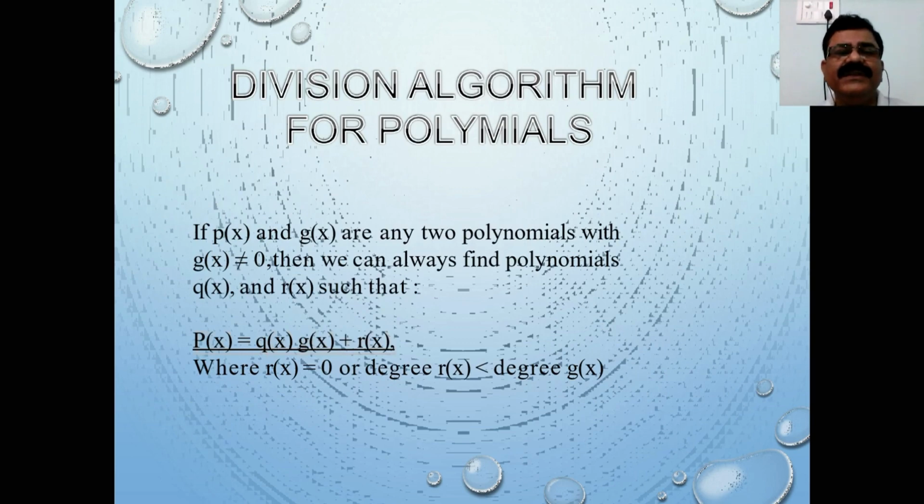Now you see the division algorithm for polynomials. If p(x) and g(x) are any two polynomials with g(x) not equal to 0, then we can always find polynomials q(x) and r(x) such that p(x) = q(x) × g(x) + r(x), where r(x) is equal to 0 or the degree of r(x) is less than the degree of g(x). These are the restrictions for the division algorithm of polynomials.